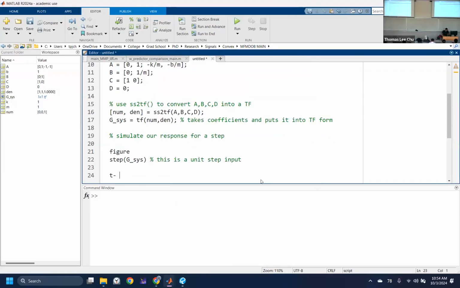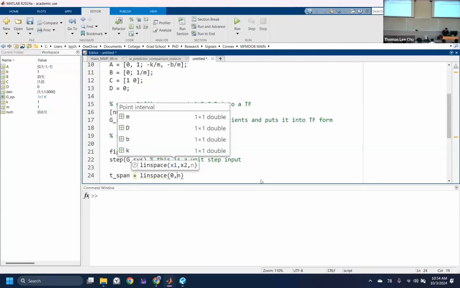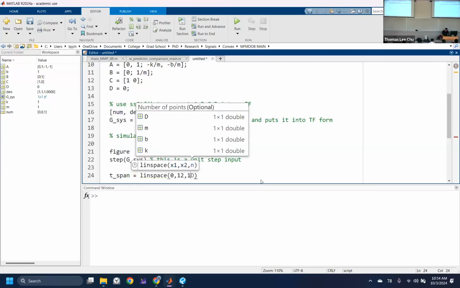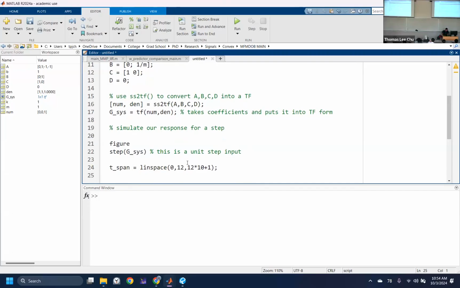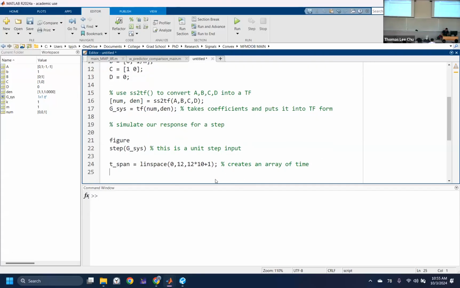All right. So I'm going to create a time span from 0 to 12 seconds, with 10 points per second. I'm also live coding this, so if it doesn't work, it's because I'm live coding it. This creates an array of time, t. Then I'm going to define y out as the solution that we found.